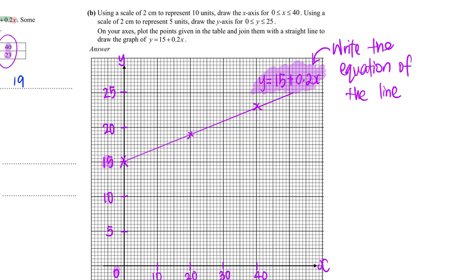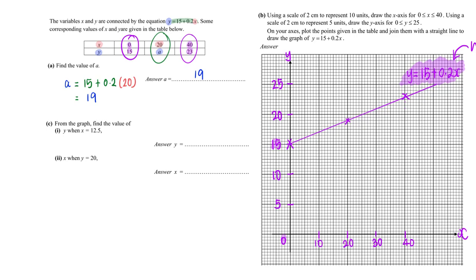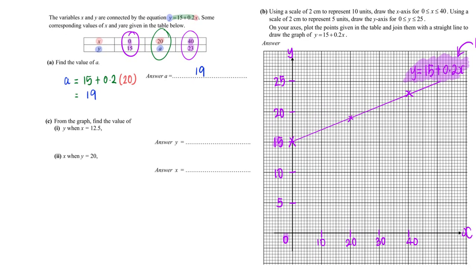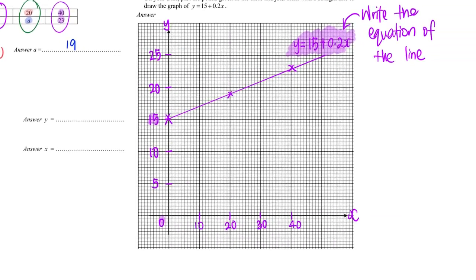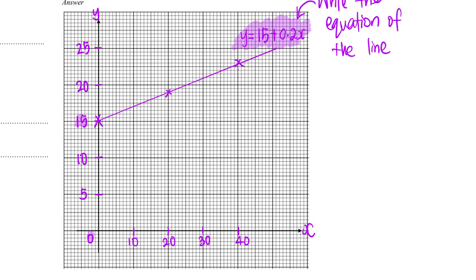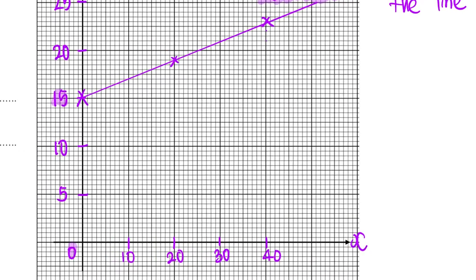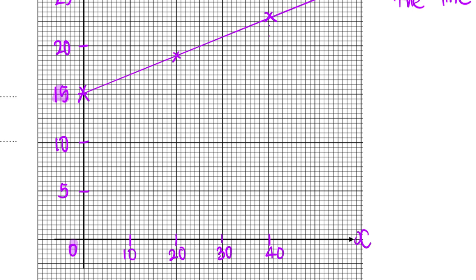Now with this graph, then we can start to answer questions for part C. Notice, this is a very important keyword. From the graph means that we do need to show our working in the graph. Find the value of y when x is 12.5. So I'm going to go to 12.5 here, which would be here. I'm going to zoom in. 12.5 is here.